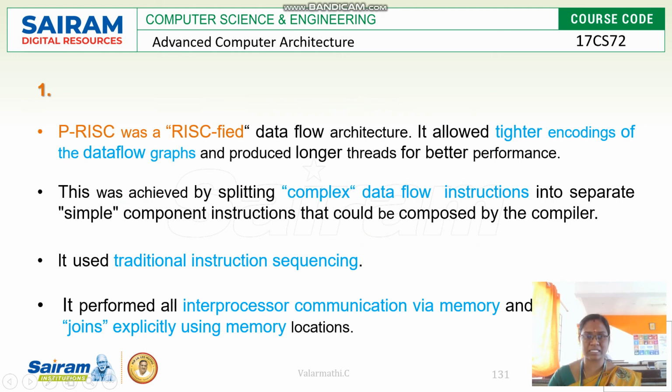I'll show two examples here of how the data flow architecture is converted to hybrid. So here P-RISC was a RISC-fied data flow architecture, right? Here the processor RISC is one of the architectures, combined as a RISC-fied one. It allowed the tighter encoding of data flow graphs. So how does it allow this? It is allowing the tighter encoding of data flow graphs, and this was achieved by splitting the complex data flow instructions into simpler ones, used like traditional instructions. Okay, so this is one research where the hybrid architecture is followed.